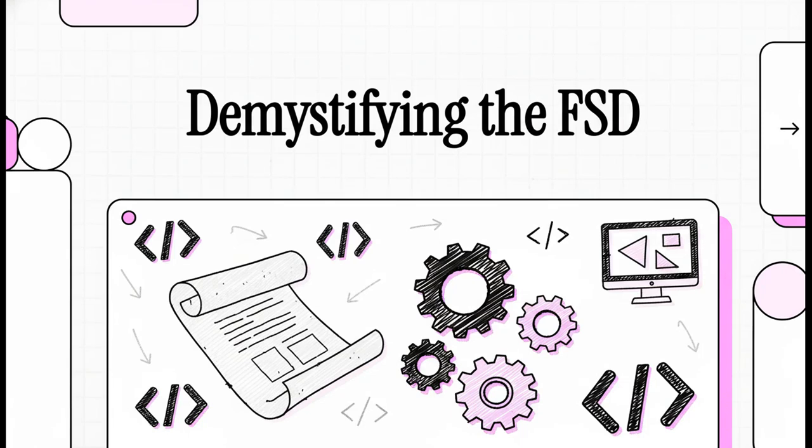Hey everyone, and welcome. Today we are going to pull back the curtain on a document that is secretly the backbone of almost all great software. It's often overlooked, but it's a total game changer. It's called the Functional Specification Document, or as you'll hear it, the FSD.